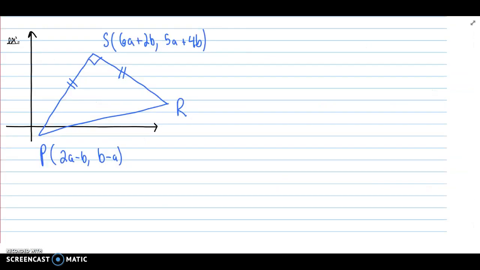We have another isosceles right triangle, triangle PSR. To start off with, I'm going to calculate the slope of segment PS. We could have done SP, where I'm just opting for segment PS. So we're going to take the S values minus the P values.